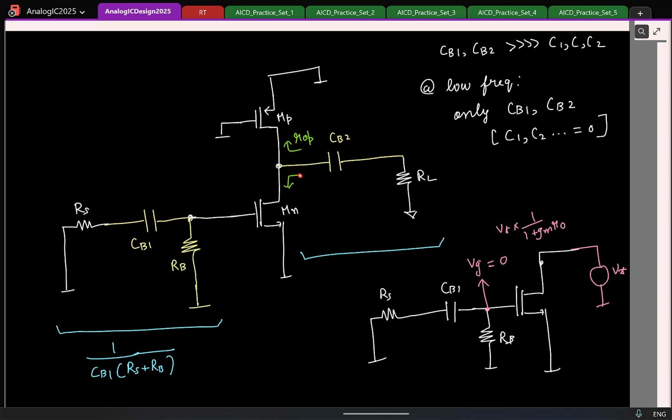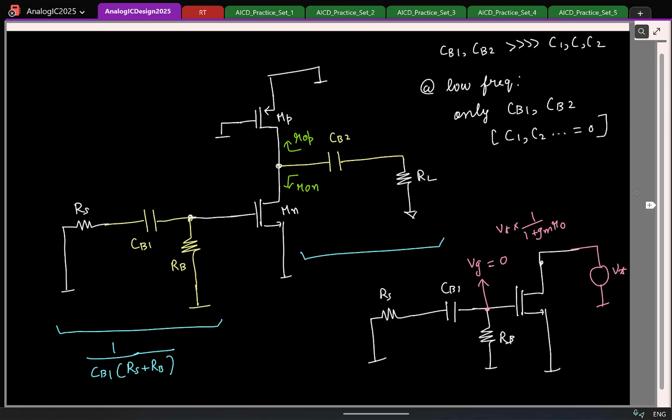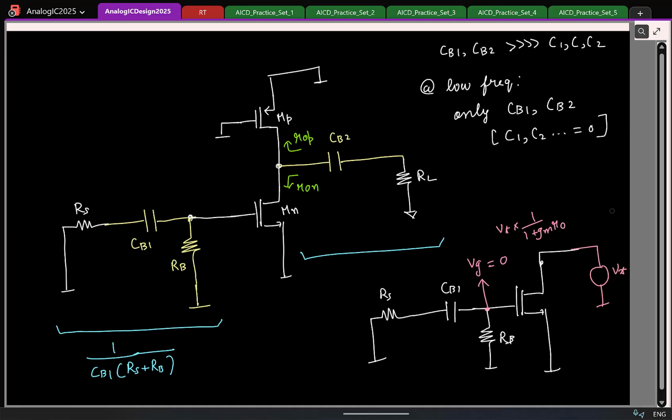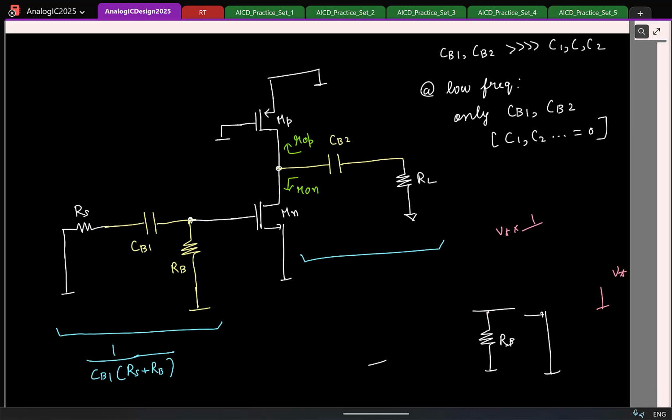So what is the looking down resistance here? I am looking into the drain of the transistor. We just saw gate is small signal ground. What is the looking down resistance? Is that clear? So now let's write the complete resistance. So what is the resistance seen by CB2?